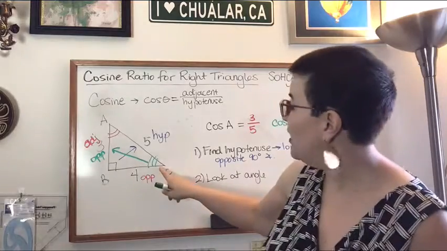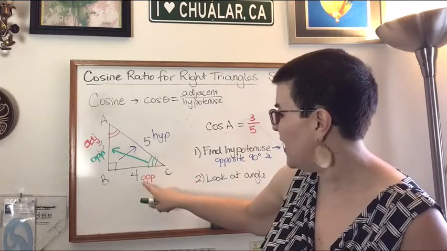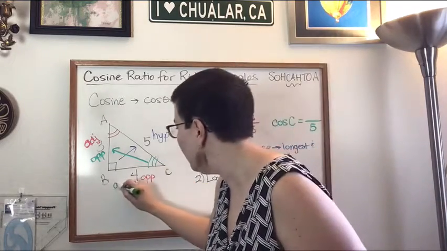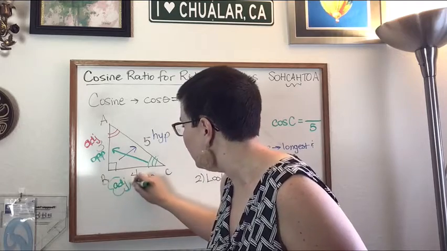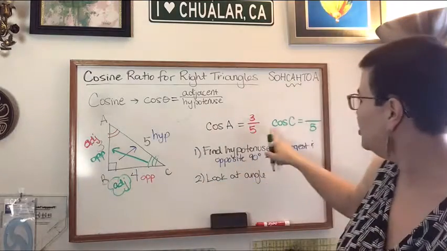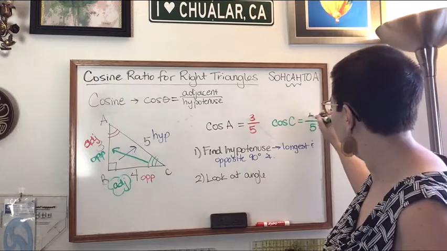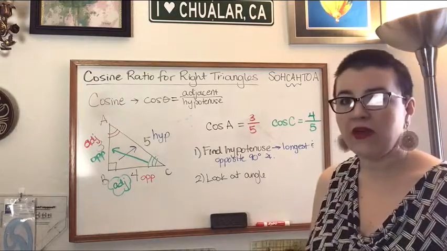All right, that means what side is directly next to this angle? It's this side 4 right here. So now this is my adjacent. So my relationship of adjacent over hypotenuse is 4/5.